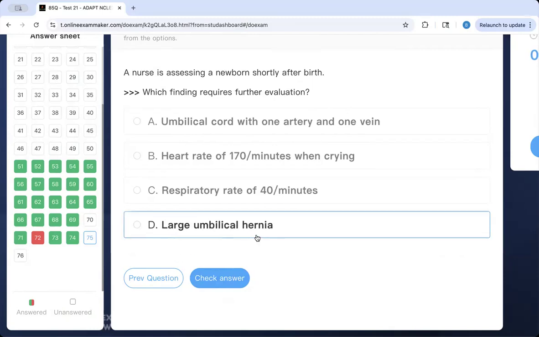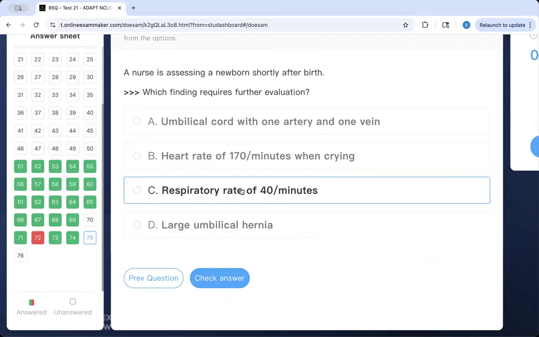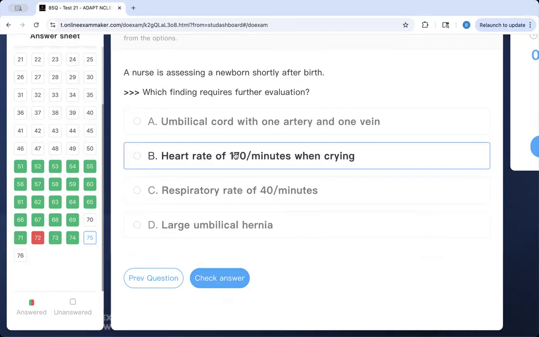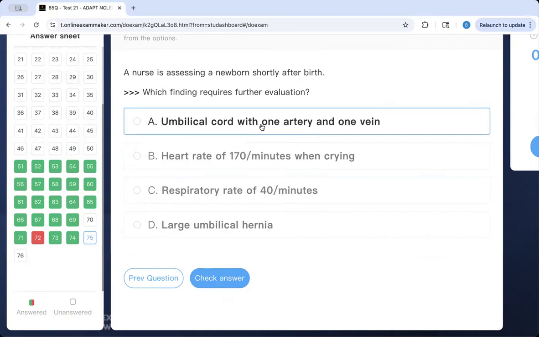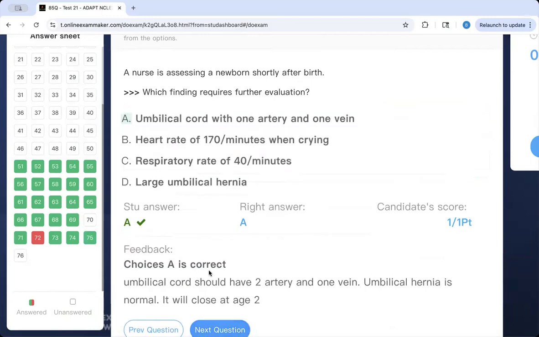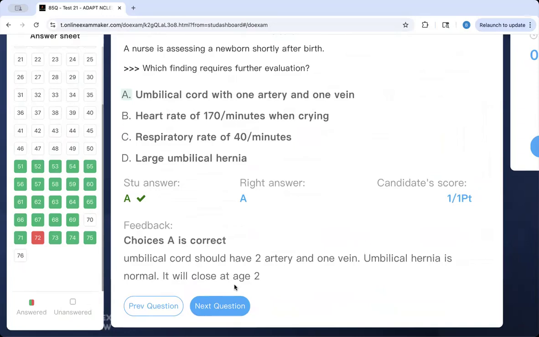A large umbilical hernia is an expected finding. Respiratory rate of 40 is expected. Heart rate of 170 when you're crying, usually 110 to 160, but when you cry, it goes up, it's fine. Umbilical cord, 1 artery, no, 2 arteries and 1 vein. That's the key. 2 arteries, 1 vein.